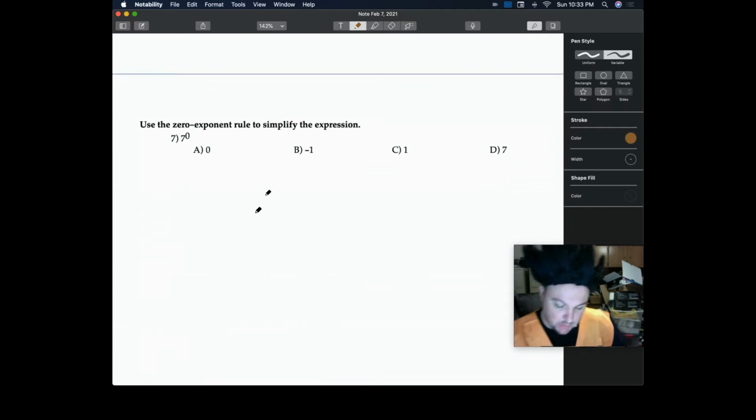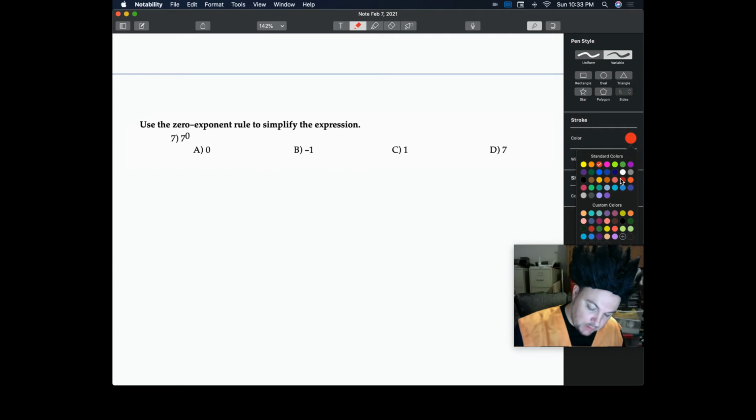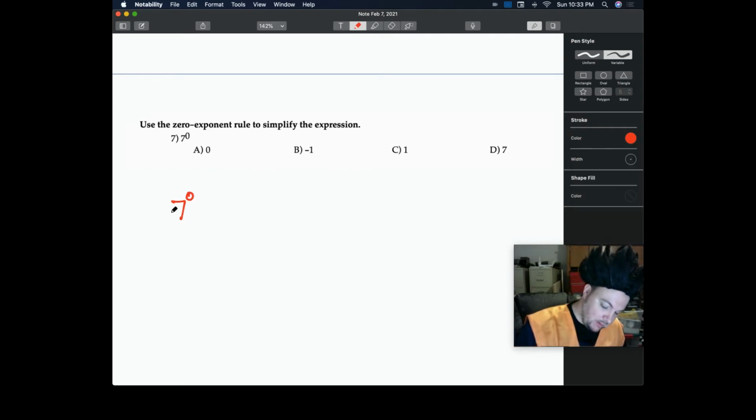Okay, so we're on to a new rule, which is 7 to the 0. We said almost anything except 0, when raised to the 0, is just 1.